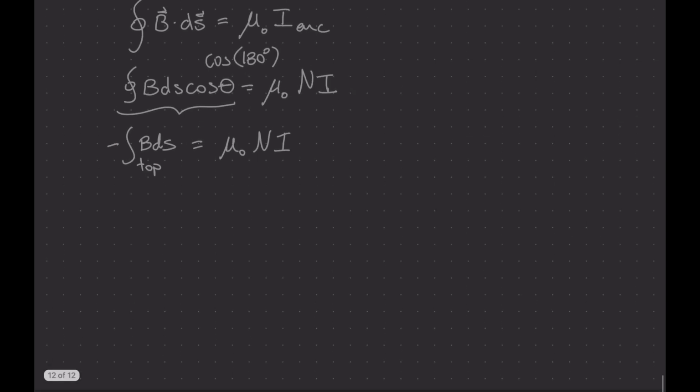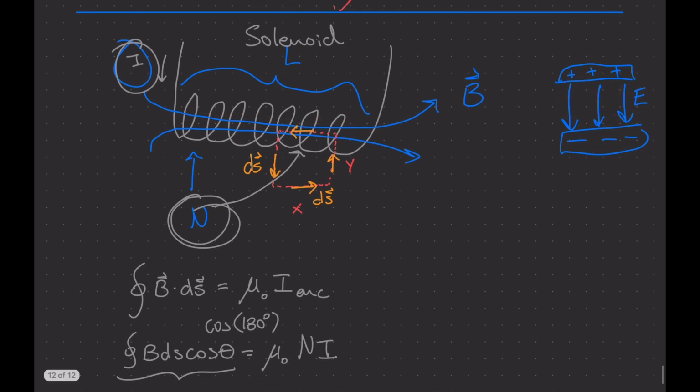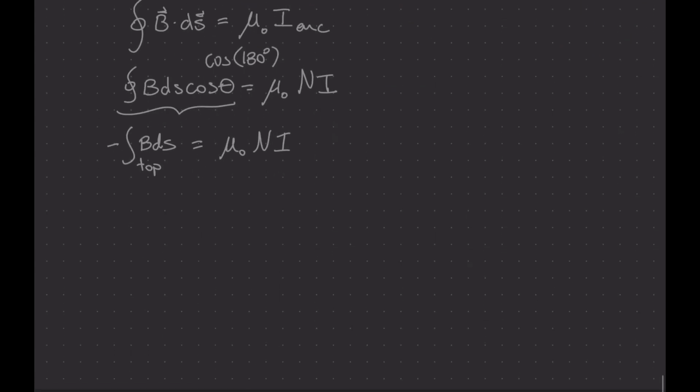Now, along the top side, the magnetic field is actually constant and uniform. That's something you learn about a solenoid. The magnetic field inside the solenoid is uniform, and it doesn't change in strength too much. That's the value of a solenoid. And because of that, you can pull this B out of this integral. So I have -B ds top equals mu naught I.